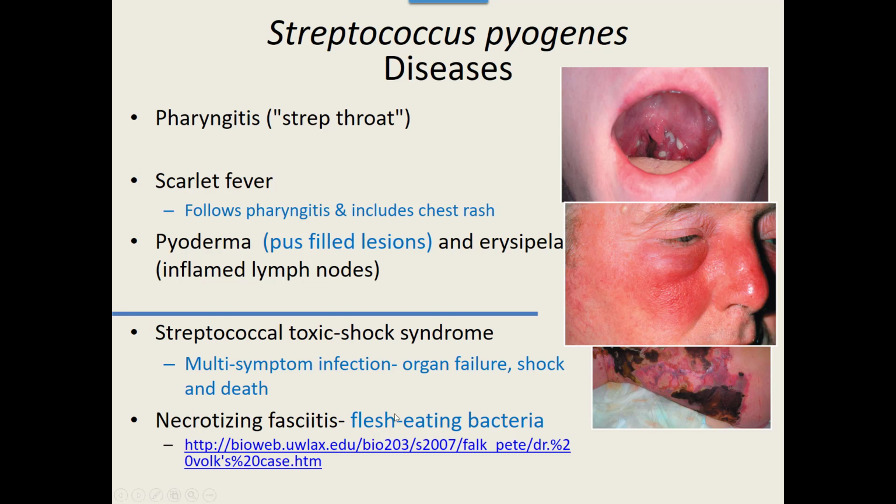And the one, it can cause streptococcal toxic shock syndrome. Another type of toxic shock syndrome. It's a multi-symptom infection, can cause organ failure, shock, and even death. It can also cause necrotizing fasciitis, more commonly known as the flesh-eating bacteria, which always makes the news. It's rare, but it happens. And yes, a lot of the time, we can't kill it fast enough, so you usually end up having to do some type of amputation and removal of that tissue.